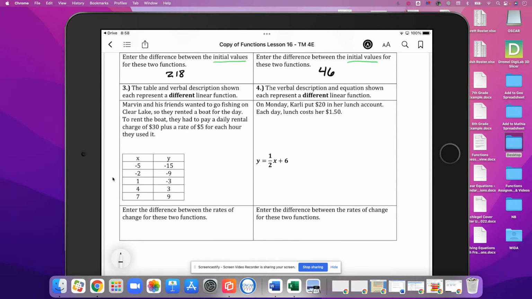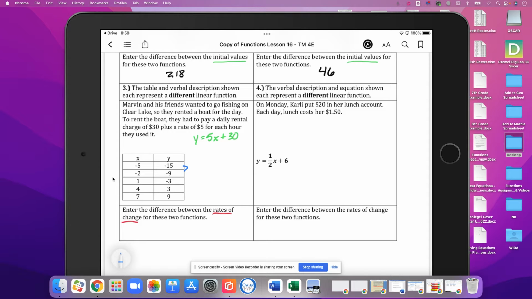Okay, back with number 3. We've got Marvin and his friends wanted to go fishing on Clear Lake, so they rented a boat for the day. The daily boat rental is $5 each hour, and it's $30 for the rental. So we are going to have an equation for this one that looks like y equals 5x plus 30. And we're supposed to find the difference in the rate of change of these. So for the table, we are going to just be looking at what the rate of change is.